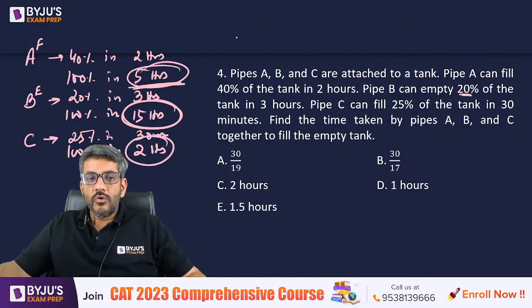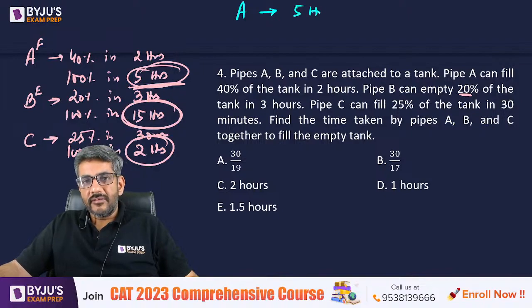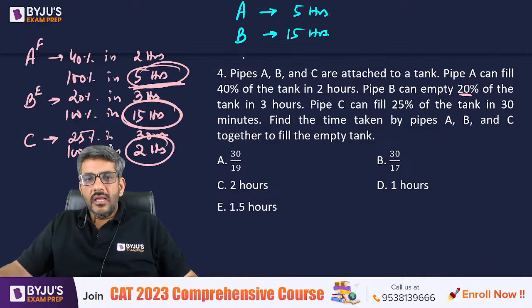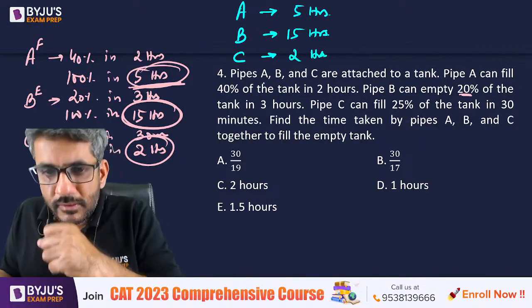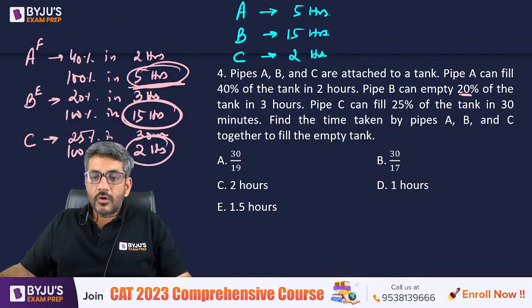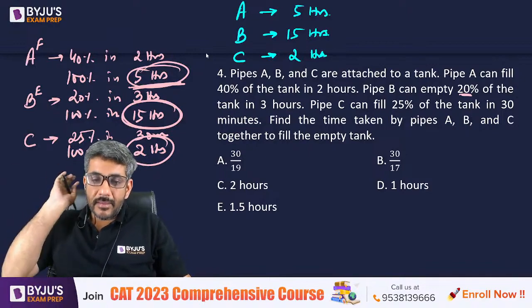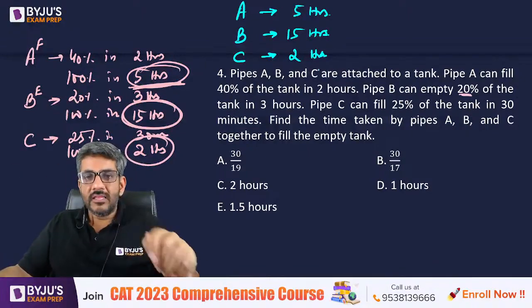So ultimately, what do I have? A is an inlet pipe which can fill the tank in 5 hours. B is an outlet pipe which can empty the tank in 15 hours. And C again is an inlet pipe which can fill the tank in a total of 2 hours. Question is, find the time taken by pipes A, B, C together to fill the empty tank.